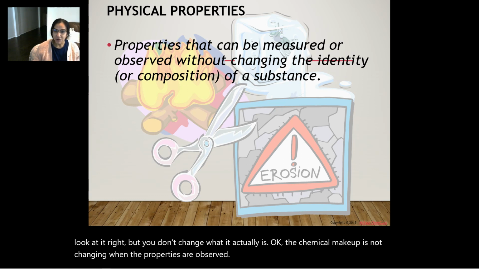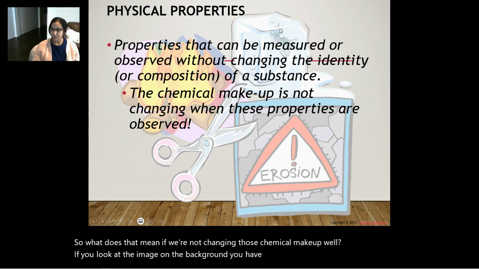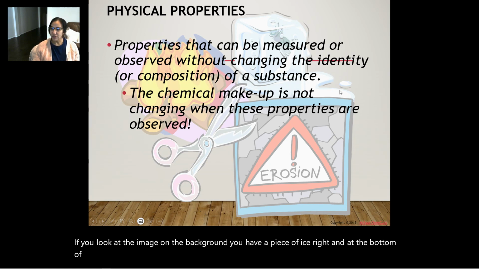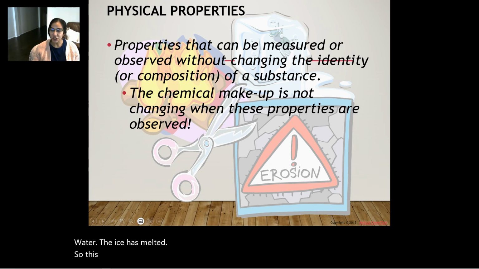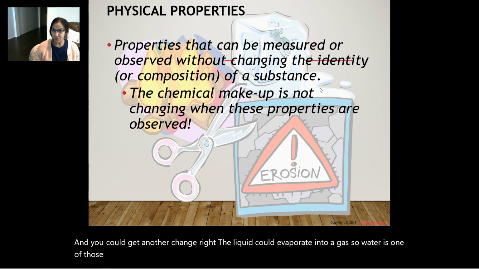So what does that mean if we're not changing the chemical makeup? Well, if you look at the image in the background, you have a piece of ice, right? And at the bottom of the ice, what do you see? Water. The ice has melted. So this is a physical change in which you have a solid that has melted into a liquid. And you could get another change, right? The liquid could evaporate into a gas. So water is one of those examples of something we see in its solid state, its liquid state, and its gas state almost every single day.